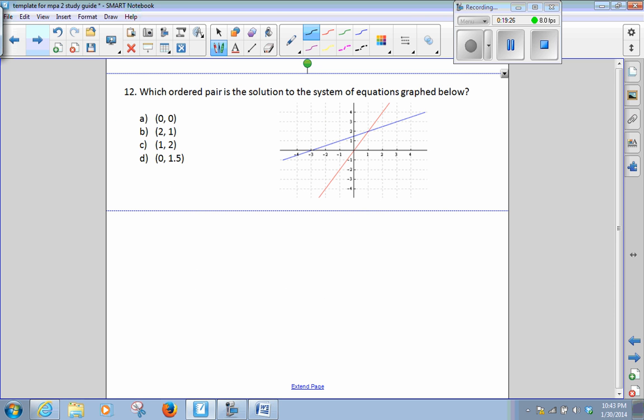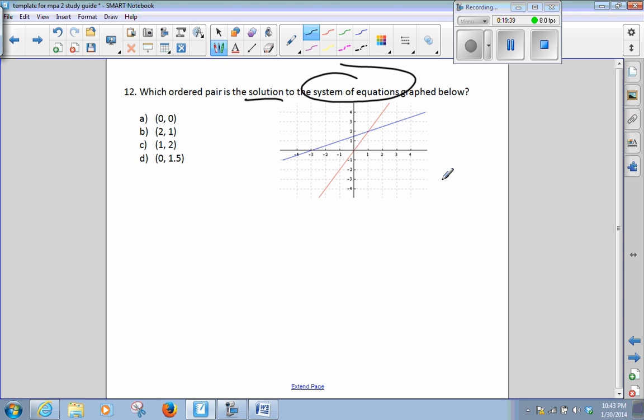Number 12, which ordered pair is the solution to the system of equations graphed below? What we mean by a solution is a point that falls on both of the lines. A system of equations just means that you have more than one equation going on there. So the solution to it is going to be a point that falls on both places on the line. The only place that falls both ways is this one right here.